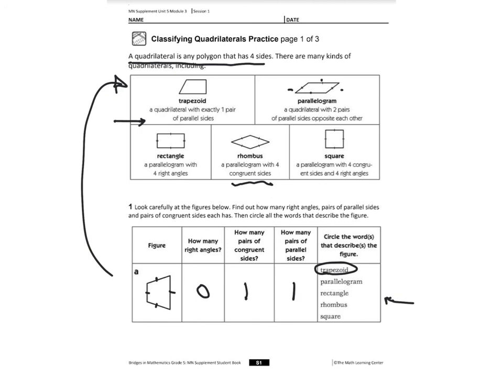Okay, we've got some questions that you're going to answer about quadrilaterals, parallelograms, rectangles, and rhombuses, and then you're going to go to Seesaw, and there's some independent work that I've got for you to complete.